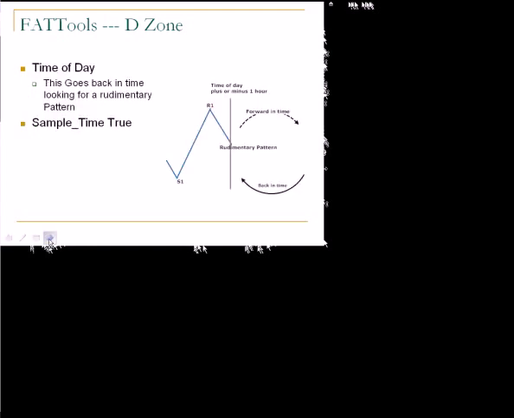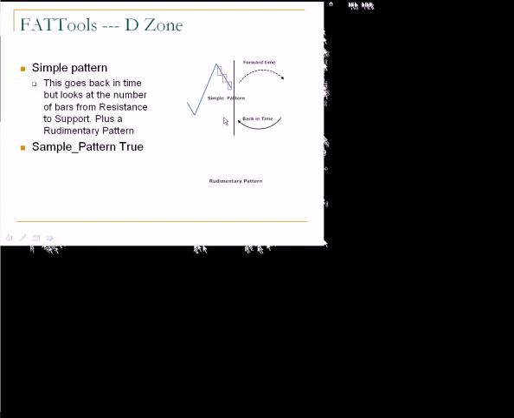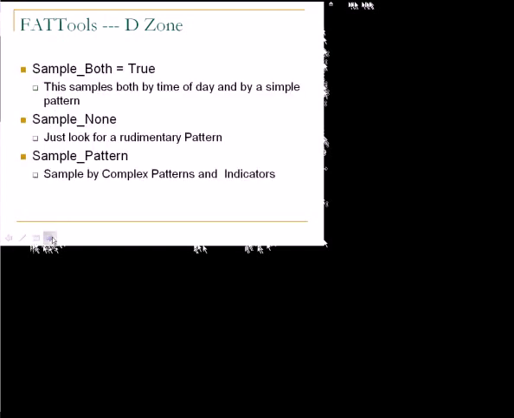Okay, so this goes back in time and looks at rudimentary patterns. So it says, look, what's a basic pattern? How far has it pulled back and retraced? Find that pattern and give me the probabilities. Next, we have a simple pattern. That rudimentary pattern puts 2 or 3 bars, whatever bars, past support or resistance. Give me the probability of that pattern. Okay, so a rudimentary pattern became a simple pattern.